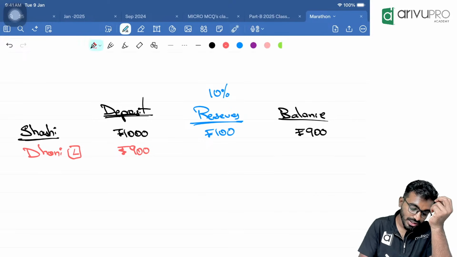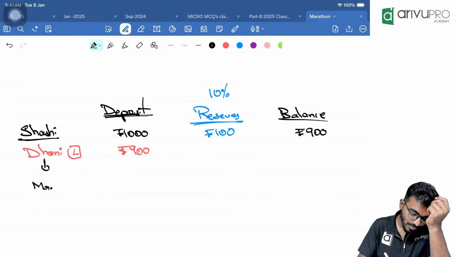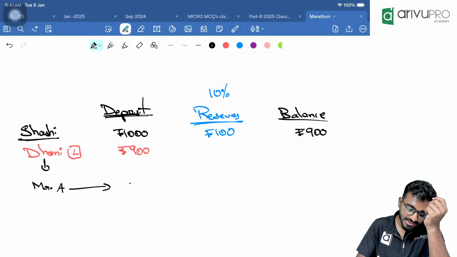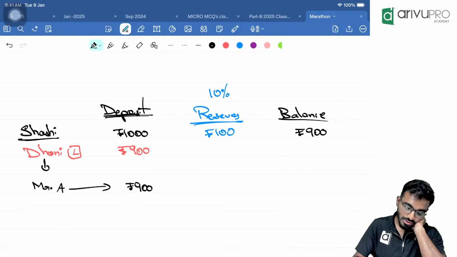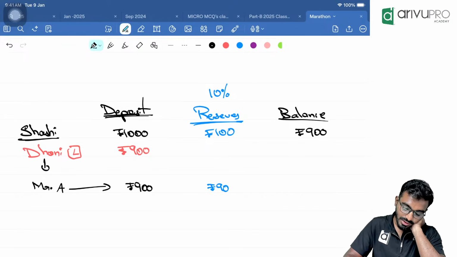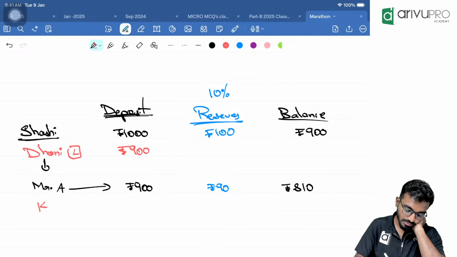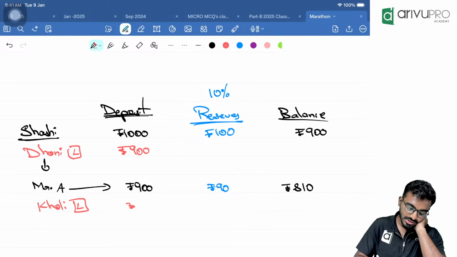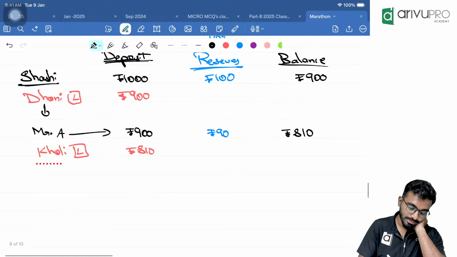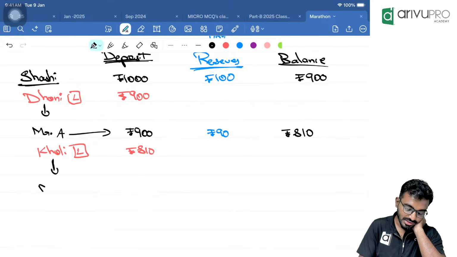Now let's say Dhoni uncle will go and buy some goods from Mr. A. Now Mr. A will go and deposit this 900 rupees in his bank B. So this is bank B, the second bank. Again 10% reserves, 90 rupees, is kept aside. The remaining 810 rupees will be given as a loan. Now let's assume Kohli uncle, for a shoe manufacturing business, comes and borrows the loan. How much? 810 rupees. In the same way, he will go and buy some goods from Mr. B, a raw material vendor.